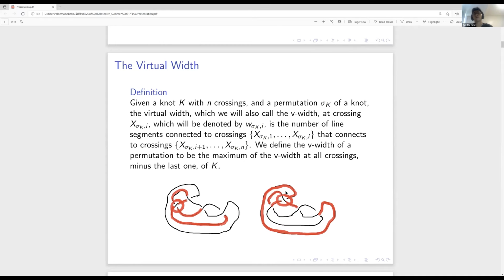Connected to the first or second crossing on one end, it is going to be 4, although I did make an error I want to clarify here. The line segments that truly represent the virtual width are actually the two blue ones here, this line segment, and not these two. So the virtual width will still in this case be 4. I just want to clarify that before we move forward.